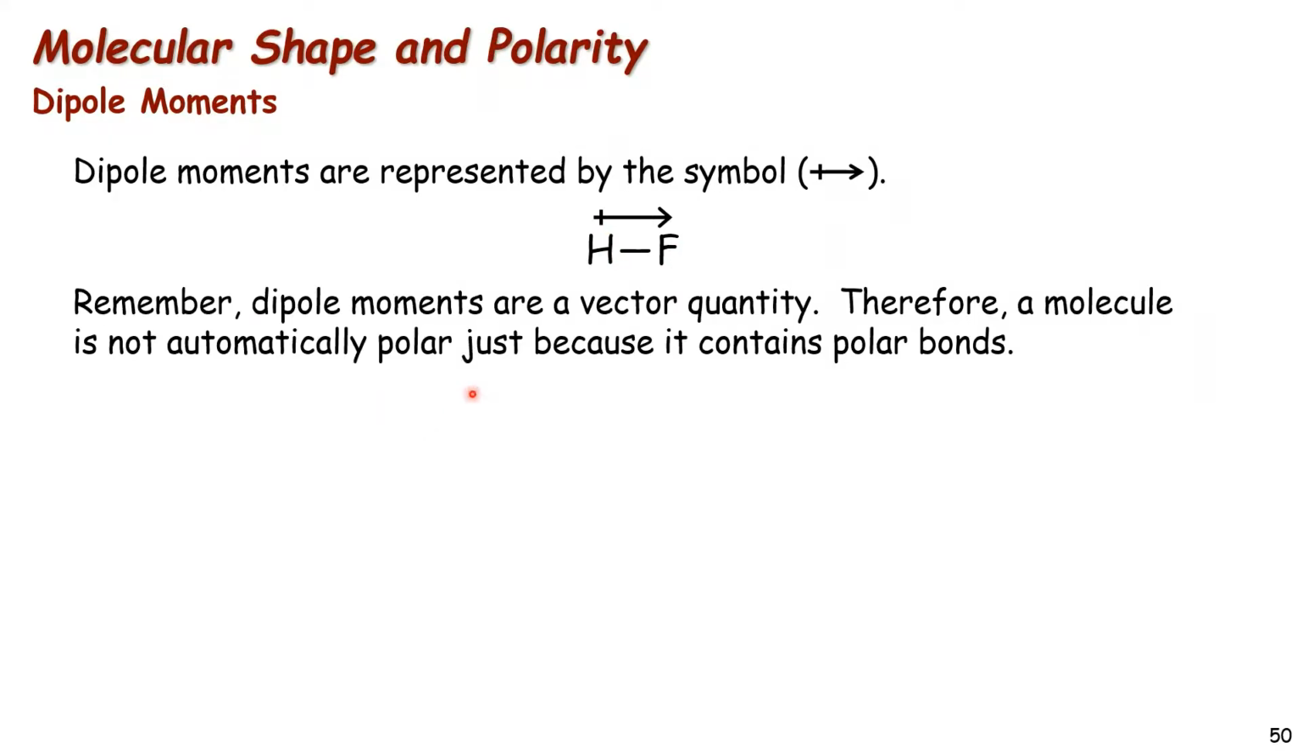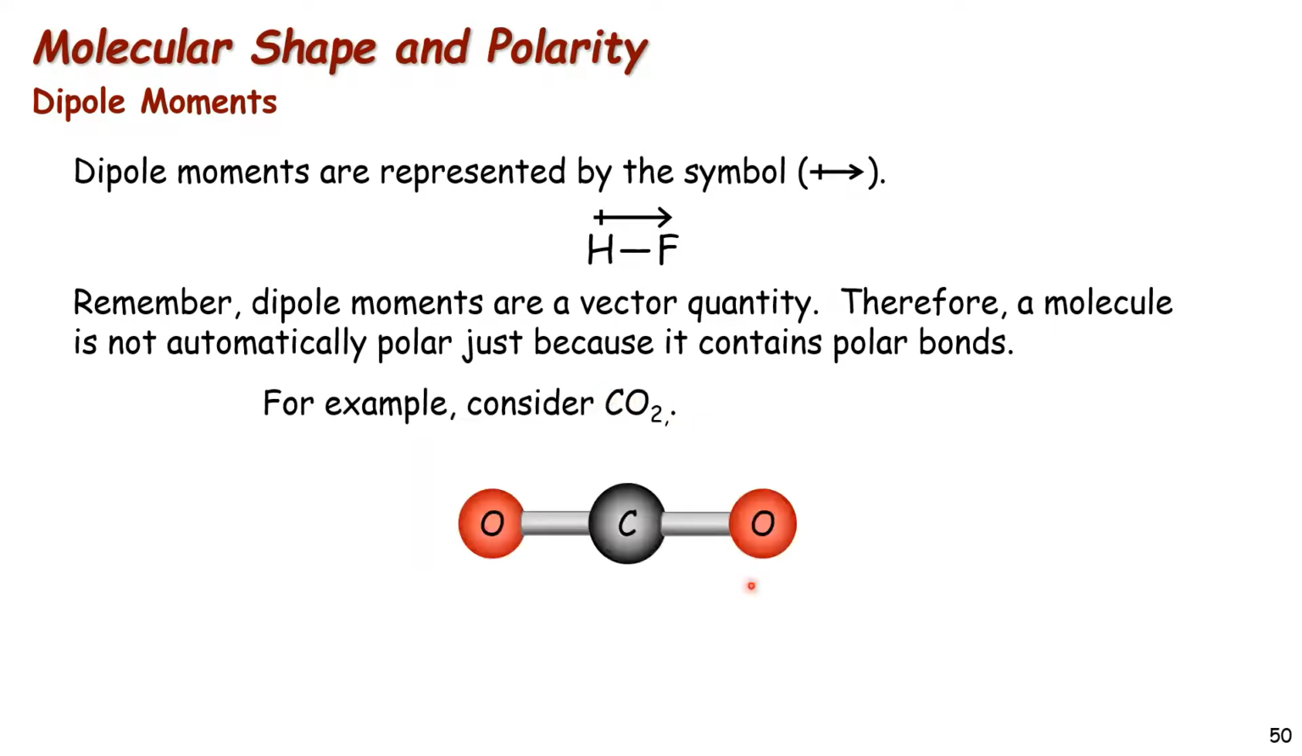Now, remember, dipole moments are vector quantities. So a molecule might have polar bonds and not be polar itself. So for example, let's consider carbon dioxide. So carbon dioxide is a linear molecule. This is its actual structure. There's double bonds between the oxygen and the carbon. So these are both double bonds.